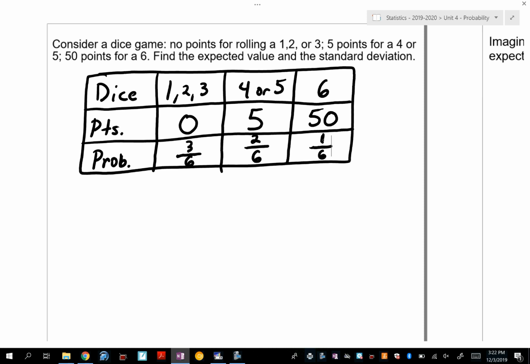Now, the first thing I want to find is the expected value or mean. So when someone walks up to play this game, I want to be able to tell them, here's what I expect you to get when you play this game, the number of points. Okay, so here we go.